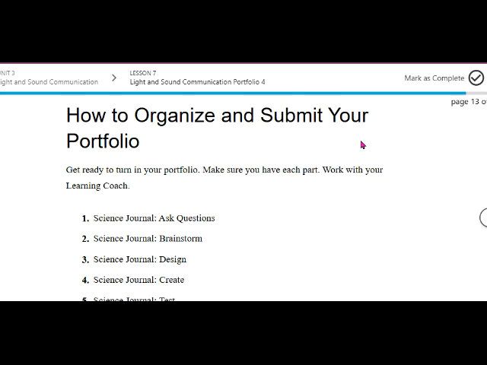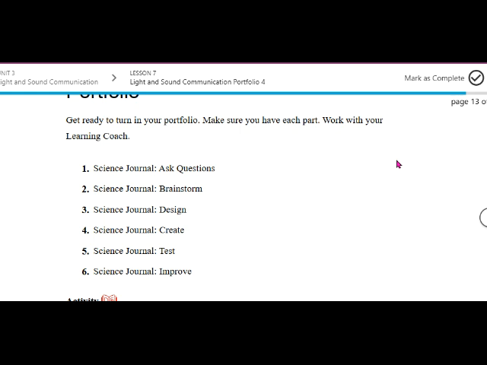All right, so this is the second to last page. The next page is going to be the Dropbox where you actually submit your portfolio. But right now we want to get ready and make sure that we have every part that we need.